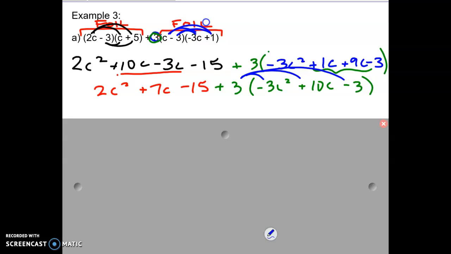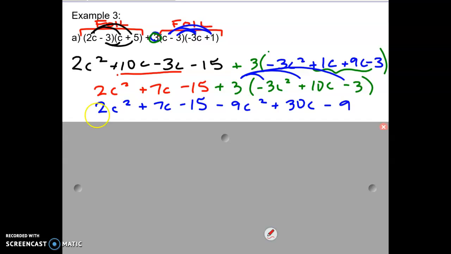So again, I'm just multiplying that front 3 in after I FOILed it together. So this is going to become 3 times negative 3 is negative 9c squared. 3 times 10 is 30, and 3 times negative 3 is negative 9. So we have 2c squared plus 7c minus 15 minus 9c squared plus 30c minus 9.